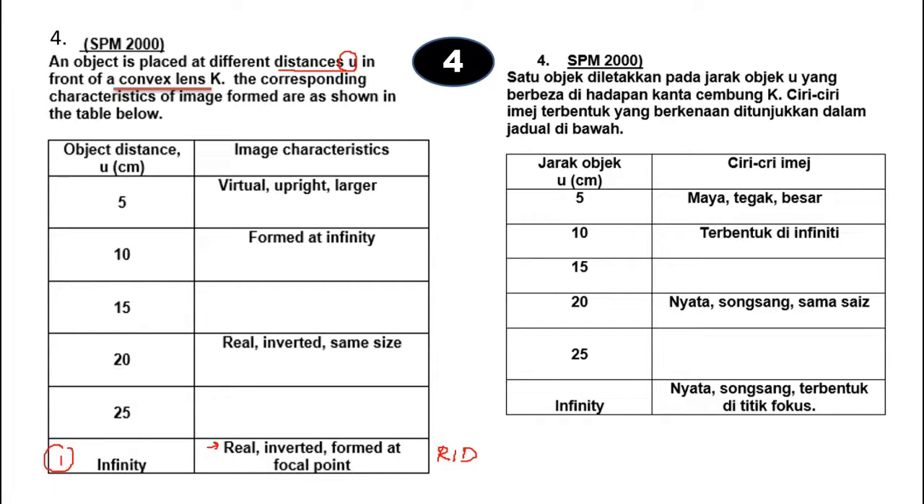Next, going up, here we have RIX, and formed at infinity, virtual, upright, larger. So this is VUM. Remember just now we have learned how to remember all the 6 cases in a convex lens. There will be RID, RIS, RIM, VUM. So you just fill in the information. That will be the answer for this table. Let's check.